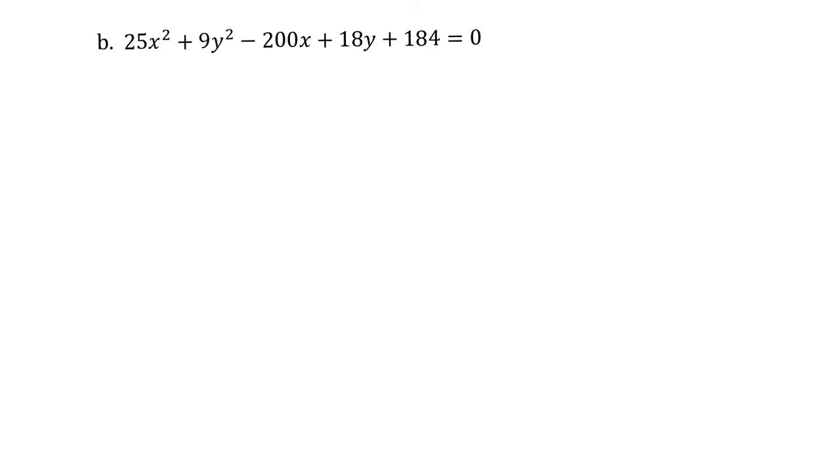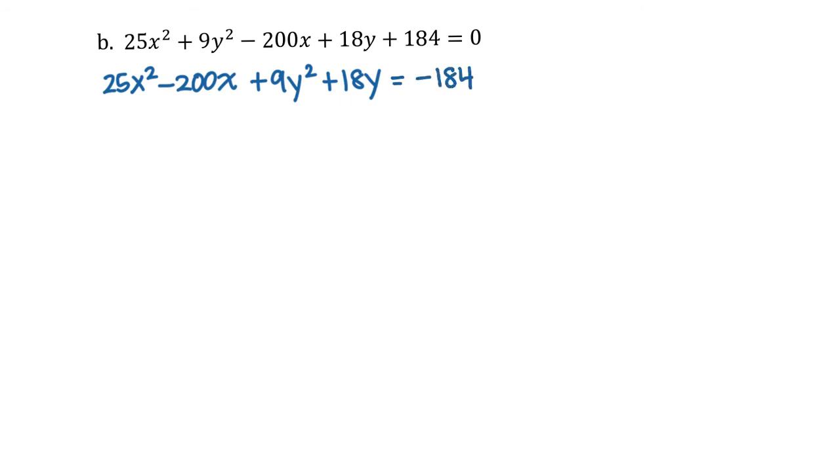So first thing I'm going to do is group the x squared terms together. So I have 25x squared minus 200x. I'm going to put those together. Okay, then I'm going to group the y terms together. So the positive 9y squared and the positive 18y. I'm actually going to cancel the plus 184 by minusing it to the other side so I can get it out of the way.